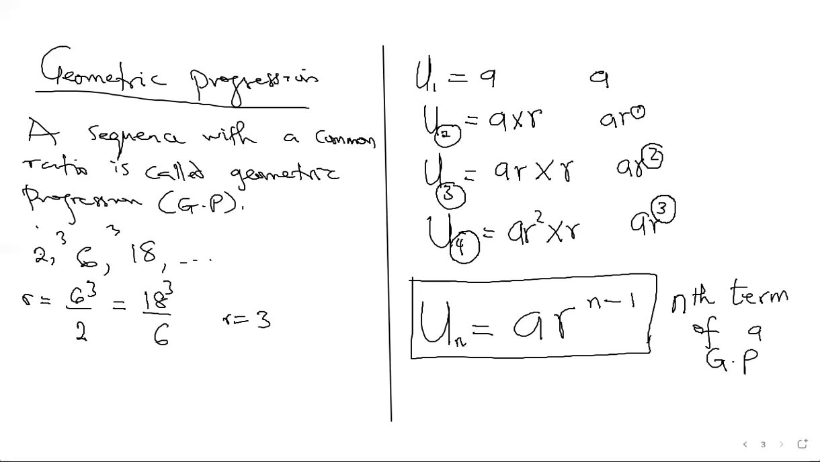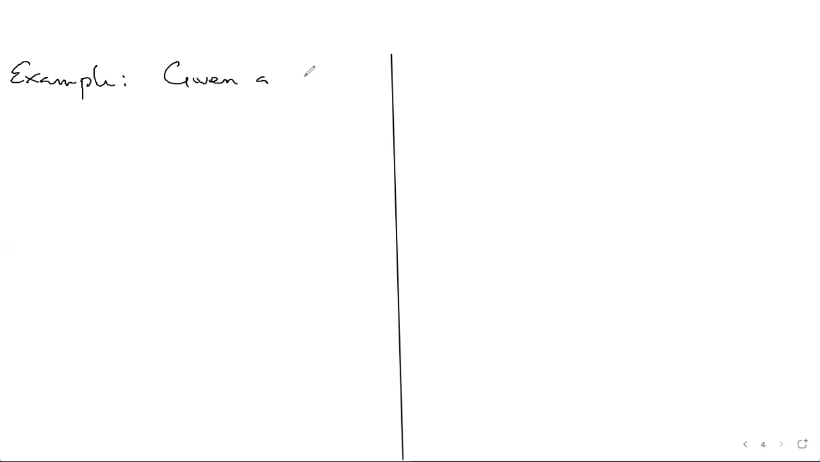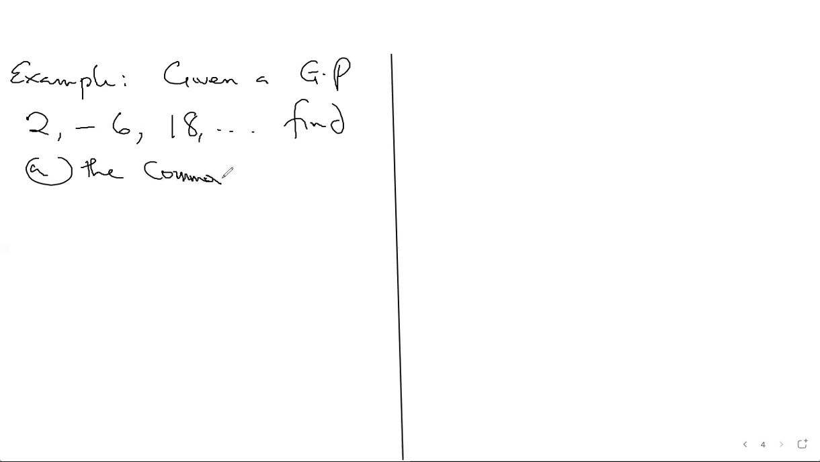Now, let's look at an example on GP. So the question is: given a geometric progression GP 2, minus 6, 18, and so on, find A, the common ratio, and B, the 10th term.